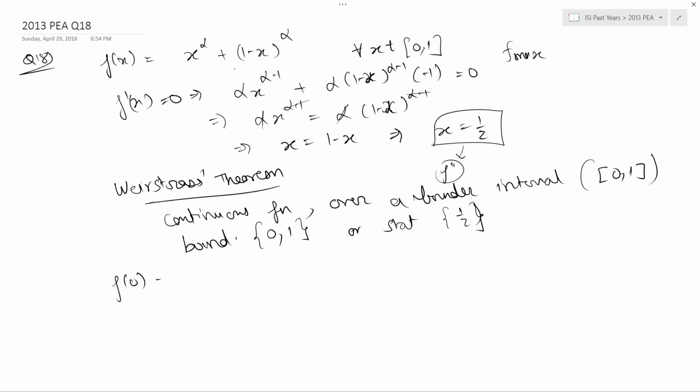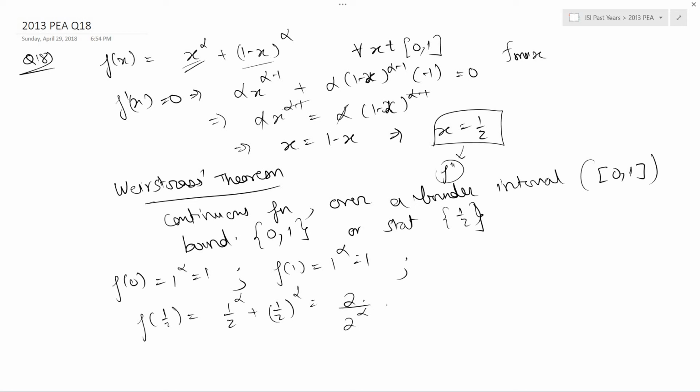F of 0: because x becomes 0 and 1 minus x becomes 1, this is 1 to the power alpha, which is 1. F of 1: because x becomes 1 and 1 minus x becomes 0, is again 1 to the power alpha, which is 1. And f of half is (1 by 2) to the power alpha plus (1 by 2) to the power alpha. So this is 2 by 2 to the power alpha.